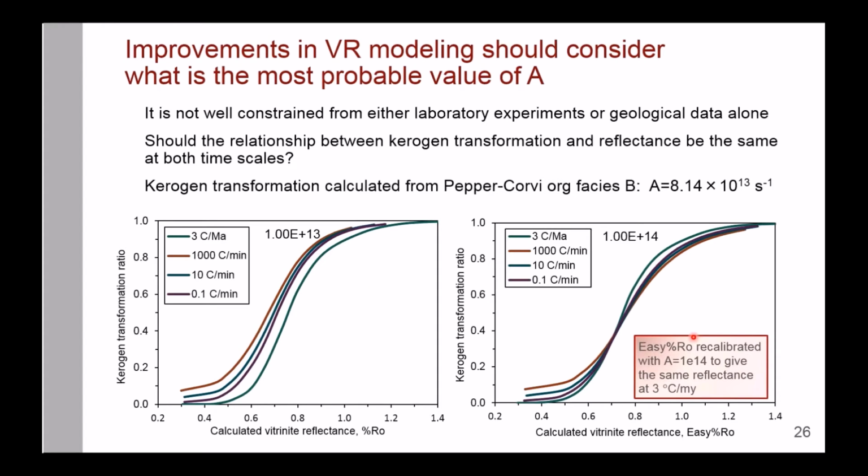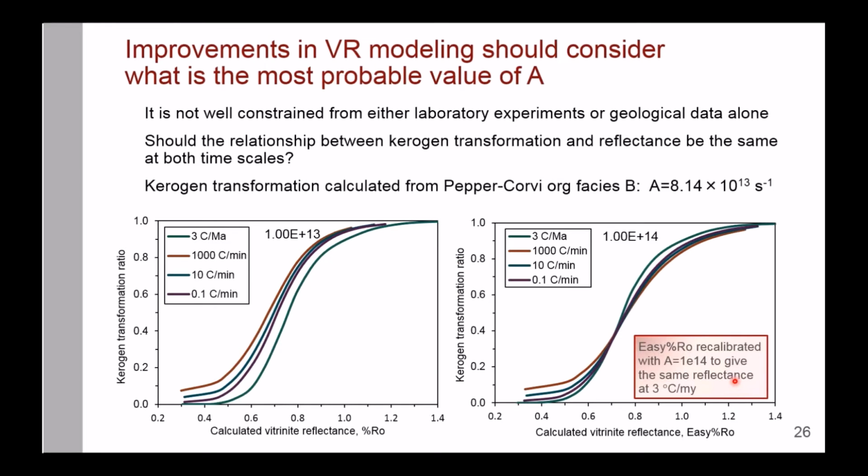The implication here is that we just assumed a frequency factor of 10 to the 13th reciprocal seconds. And so that means that if you have agreement at geologic conditions, it will not agree at laboratory conditions, or if you match it in laboratory conditions, it will spread apart at geologic conditions. So 10 to the 14th, which is more typical of the frequency factor that you do see for kerogens, tends to give you the same relationship between kerogen transformation and reflectance.